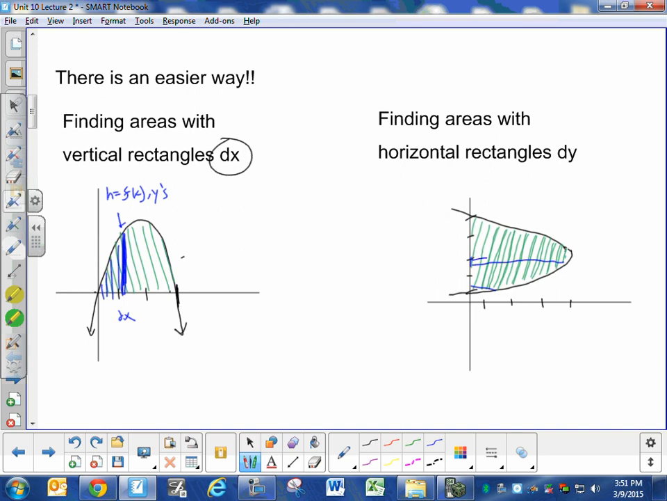Well, it's another width and another height, only now the width is the length, the long side, and the height is actually what was our width. So it changes a little bit, but it ends up being really the same.